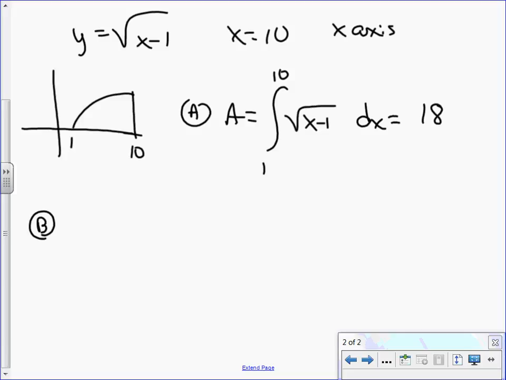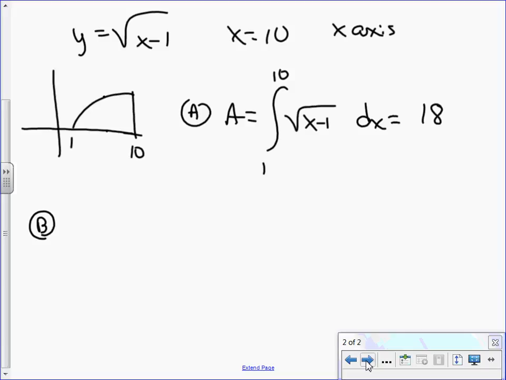And the reason is, you just do the square root of x minus 1. Yes, it's technically the top minus the bottom, but the bottom is the x-axis, which is 0. If there were some other pictures here, it would be top minus bottom. We'll get to one of those in a second.